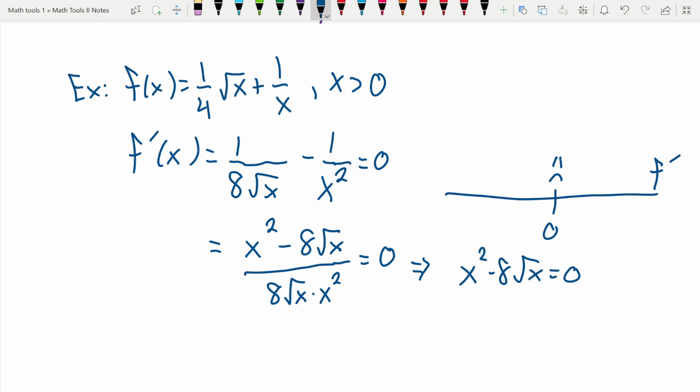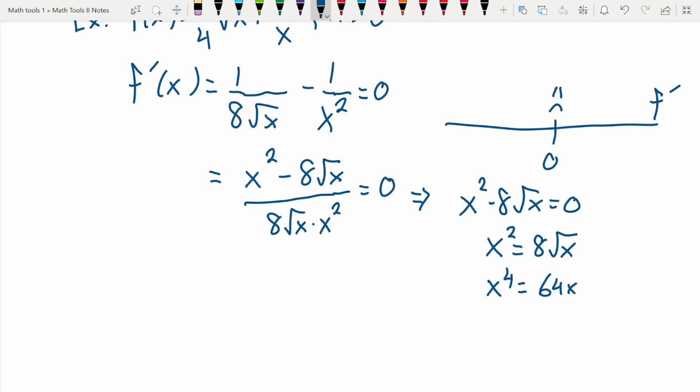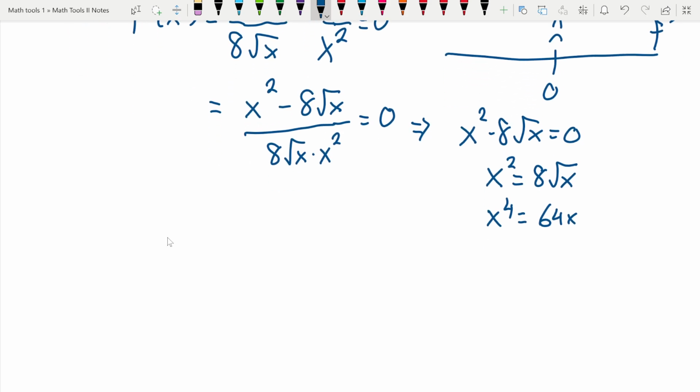Okay, so a few ways we could go about this. We can bring that 8 root x over. Now maybe we square both sides. So I'm thinking we get rid of the root first. So there's going to be different ways you can do it, of course. So x to the 4th minus 64x equals 0. Now we can factor an x out.